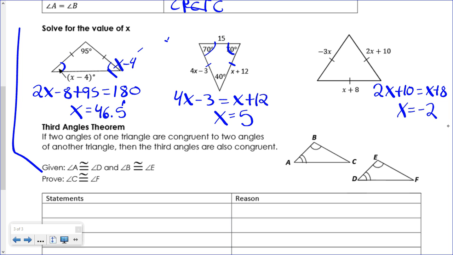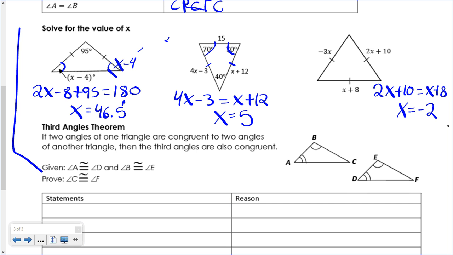Negative 2. I want to make a point about this question. You can pick any two sides you want. You'll get the same answer. You might be alarmed that the answer is negative, and you should be. Anytime you get a negative answer when you're trying to work with angles or sides, you should be very alarmed. But why is it okay that this one's negative? Because it's x. And when you plug it in, it works out. As long as the sides themselves are not negative, the x can be. Just be careful with that.